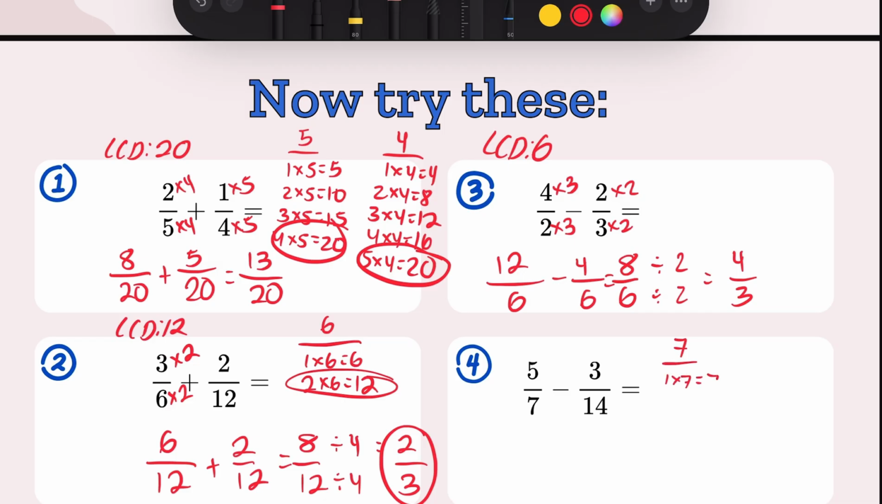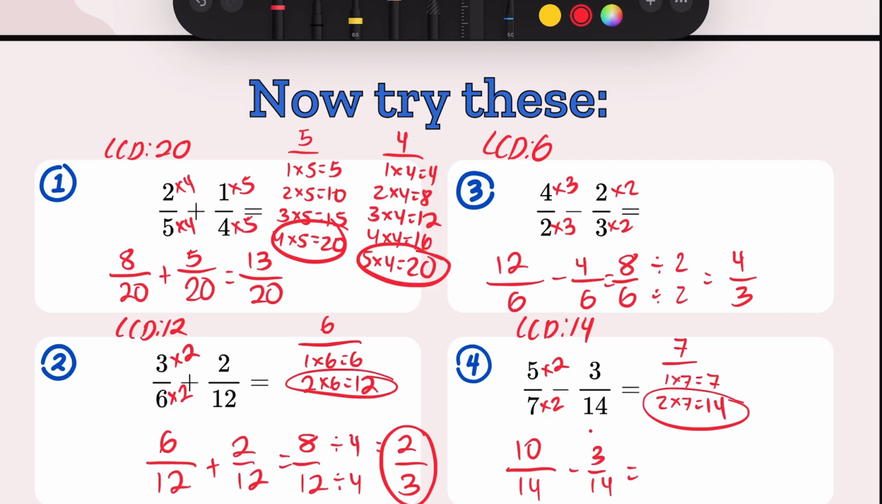And now for this last one, I'm going to have 7. 1 times 7 equals 7. 2 times 7 equals 14. I could already see that my least common denominator is going to be 14. So I'm going to multiply both the bottom and the top by 2. So I get 10 over 14 minus 3 over 14, which gives me 10 minus 3 is 7. I keep my denominator, and I could simplify both of these by 7. 7 divided by 7 is 1, and 14 divided by 7 is 2. Therefore, my final answer is 1/2.